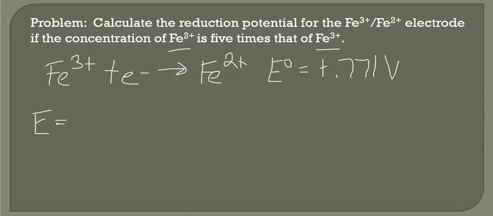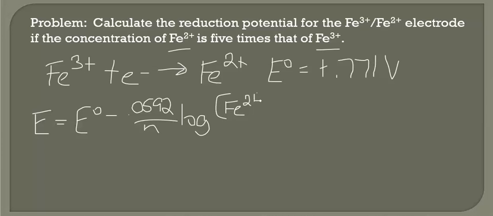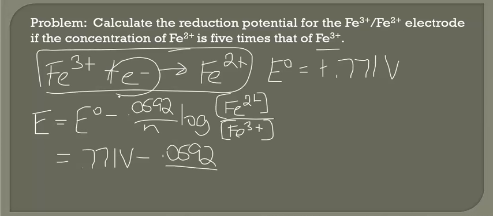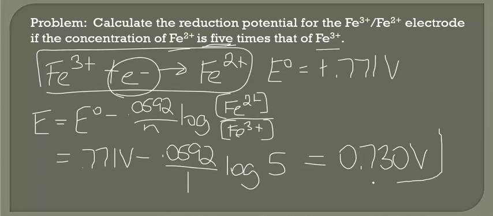So I'm going to use the Nernst equation. Q is products divided by reactants. It would be Fe2+ over Fe3+, based on this equation right here. So plug in our values. Standard cell potential is 0.771 volts minus 0.0592 over n. n is the number of moles of electrons. I'm only transferring 1 mole of electrons, times the log of Q. Well, Fe2+ is 5 times that of Fe3+, so that'd be the log of 5. And so the reduction potential under non-standard conditions is 0.730 volts.